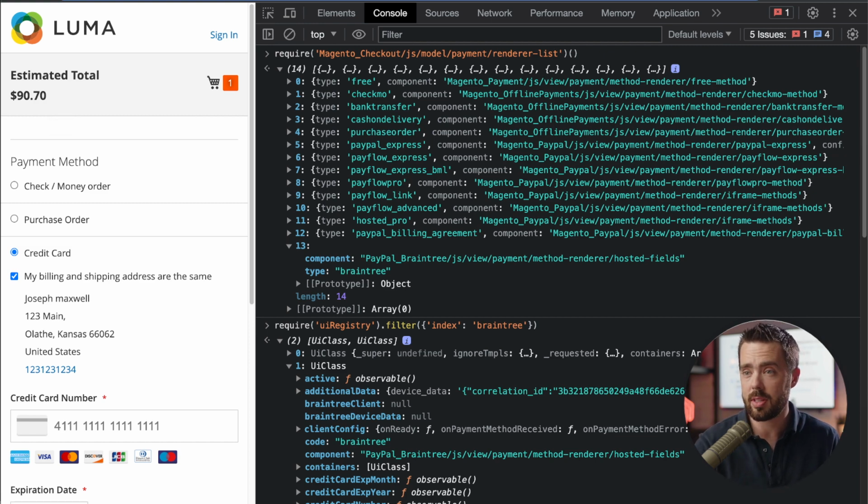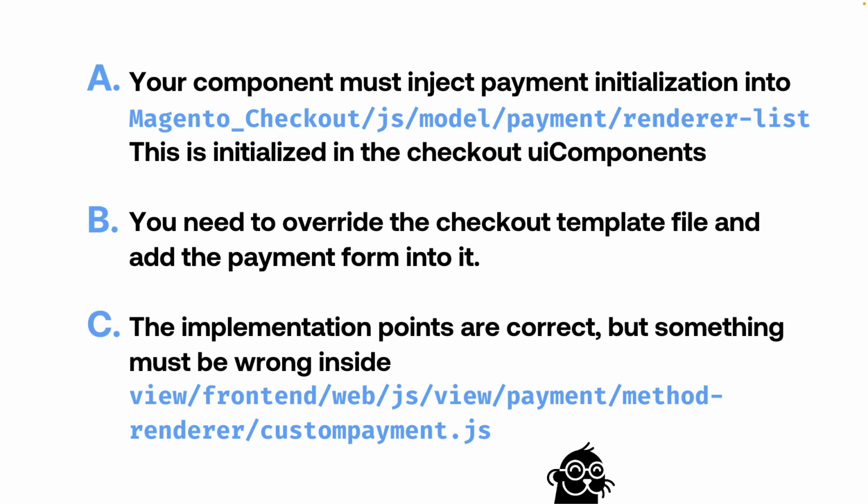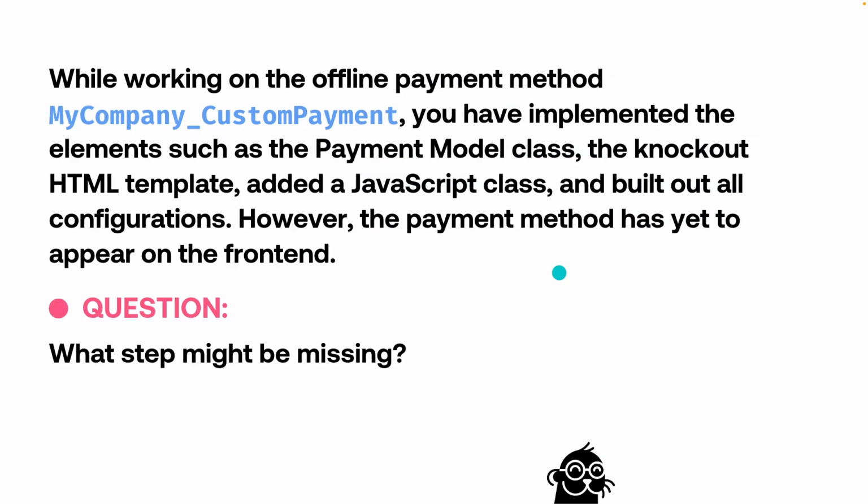I think we're going to have one stand out pretty quickly. So if we look at the question again, we have implemented our payment model. That's backend knockout HTML template. We didn't talk about that, but that's pretty simple. Added a JavaScript class, built out all configurations. In the most basic terms, we should have added 2 JavaScript classes. That's really the summation of what we're missing here.